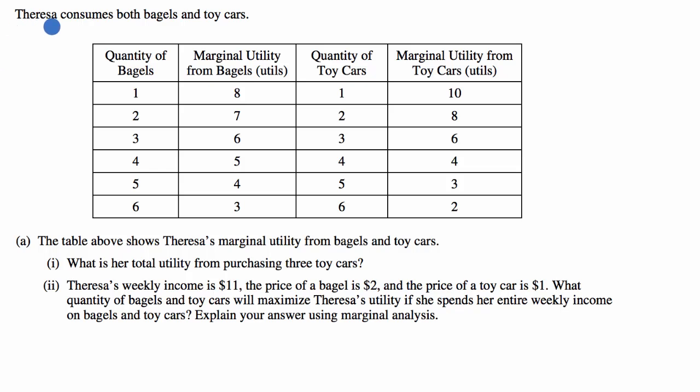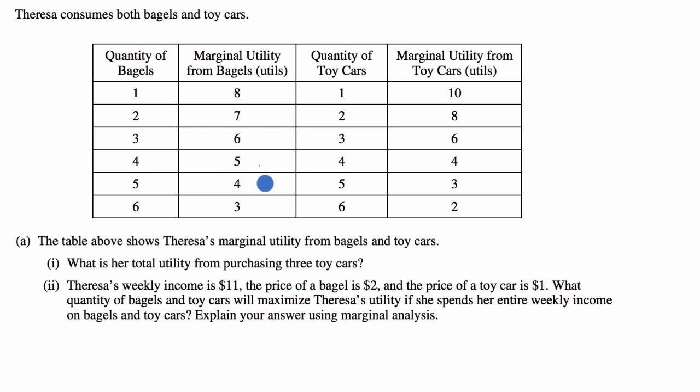We are told that Teresa consumes both bagels and toy cars, and they tell us that the table above shows Teresa's marginal utility from bagels and toy cars. And the first question is, what is her total utility from purchasing 3 toy cars? So pause this video and see if you can answer that. All right, now let's work through this together.